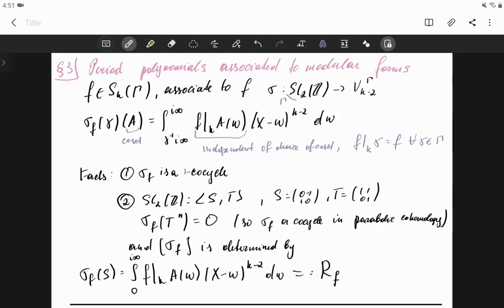In particular, we get a cocycle in parabolic homology, the way we discussed a couple of slides ago. On the other hand, we know that sigma of F of any power of T gives us 0, so really sigma of F is just determined by the value at S. So the value at S is the following integral. We get the 0 from taking S inverse of i infinity, and we call this R sub F, which is going to be our period polynomial associated to F.